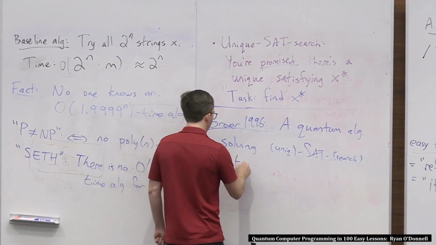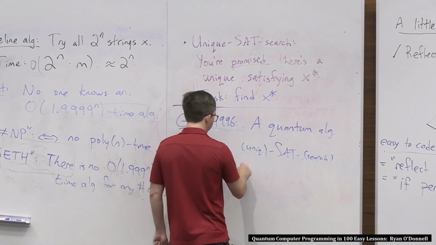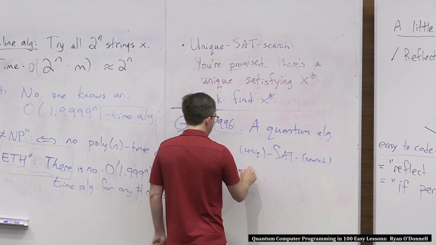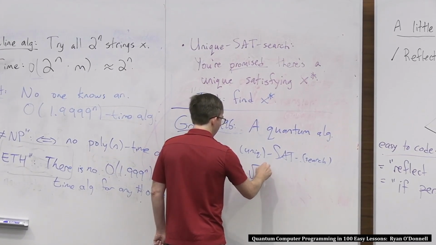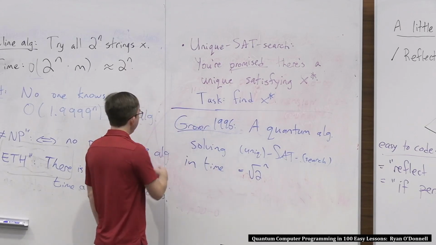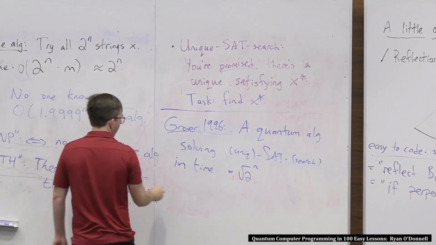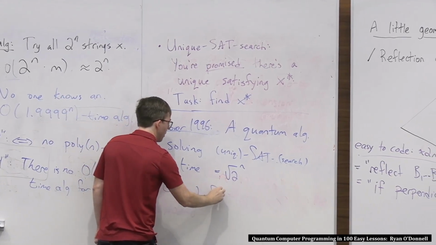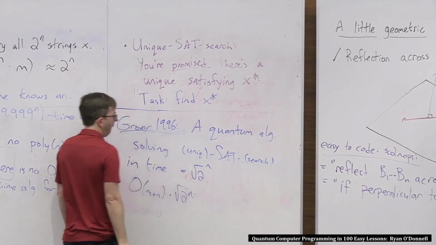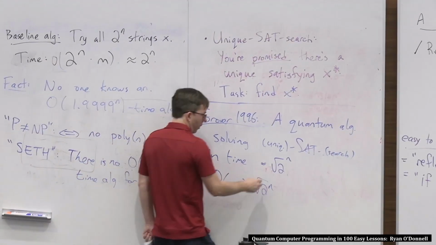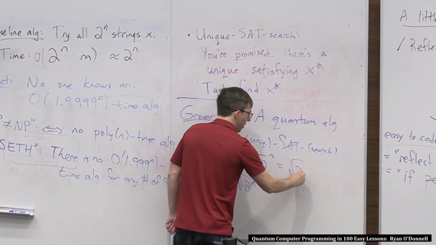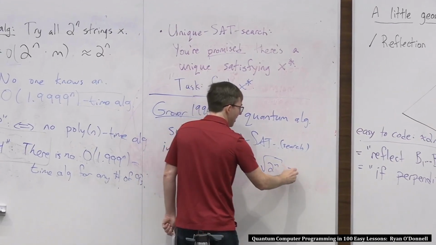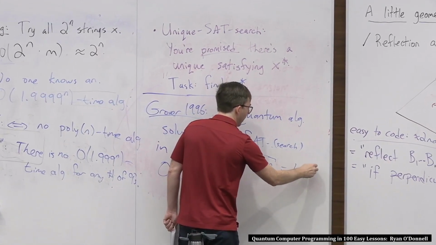In time, that's basically square root of 2 to the n. Maybe like this, I think it's like order m plus n times square root of 2 to the n. By the way, square root of 2 to the n is the same as square root of 2, to the n, which is about 1.41 to the n.